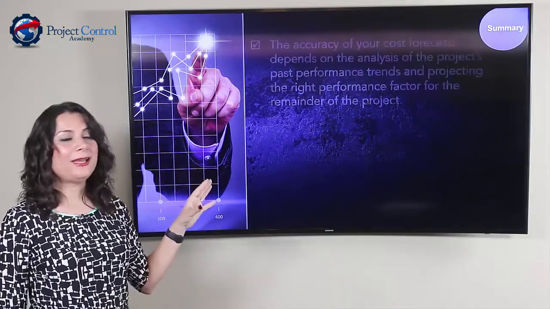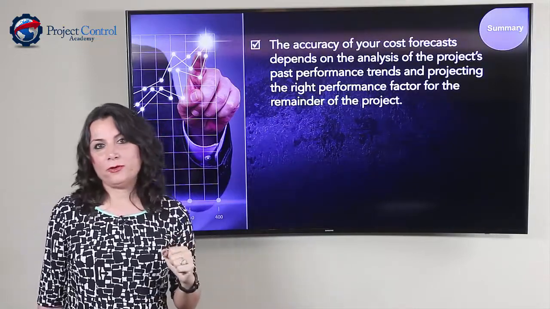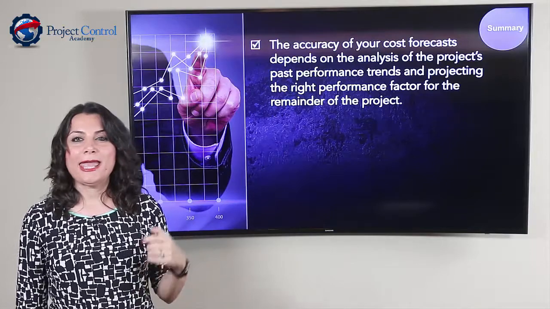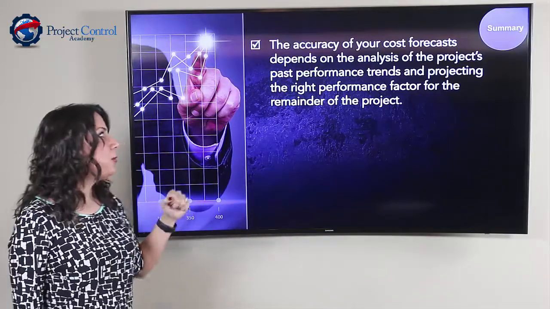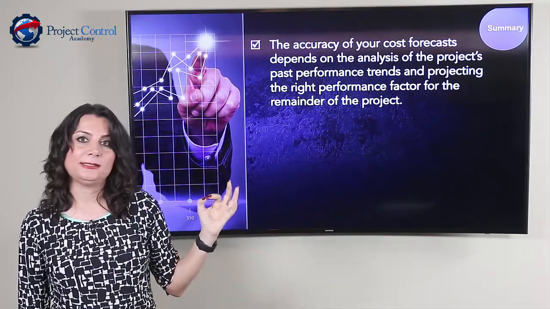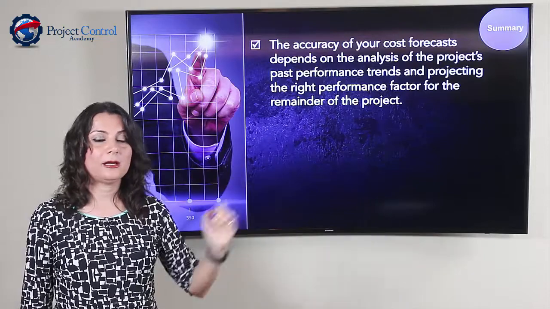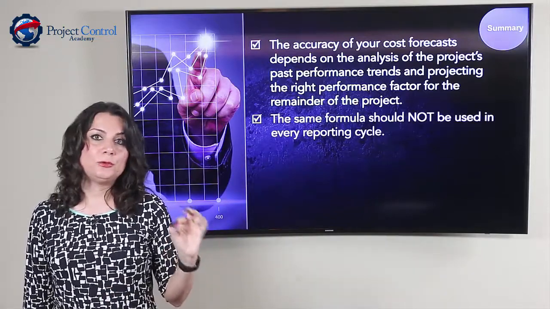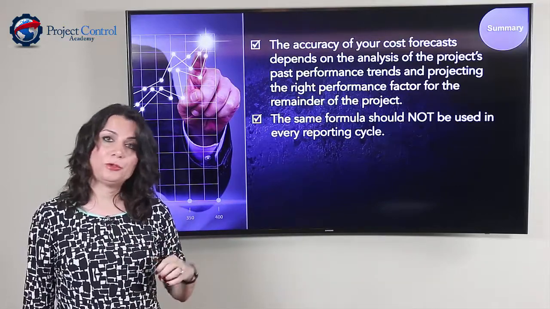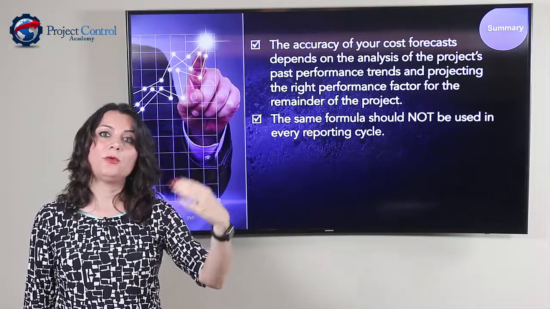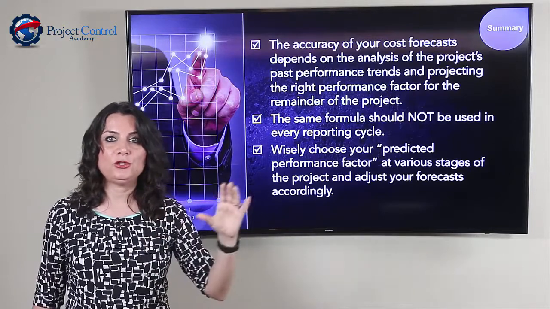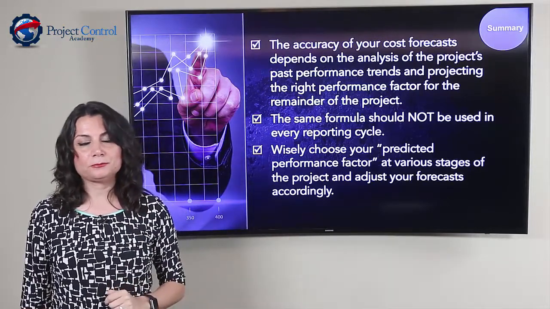So in summary, the accuracy of your cost forecast highly depends on your past project performance trends and what's happening in your project, and the projected performance factor that you're going to consider in your EAC formula for the remainder of the project. Make sure that you don't use your EAC formula blindly throughout the project life cycle. As I showed you, try to use it wisely and use different formulas and methods according to what stage you are in your project.